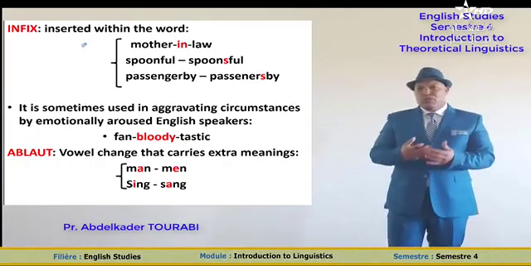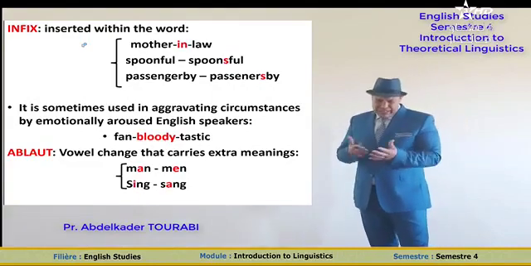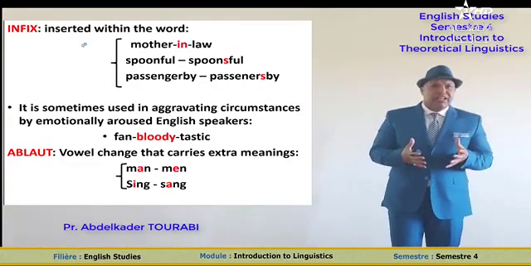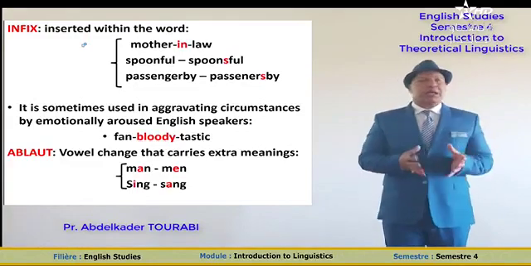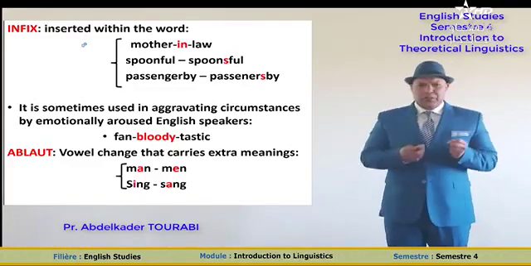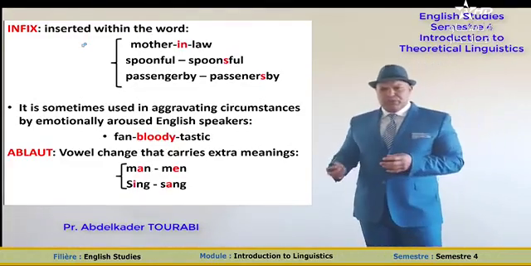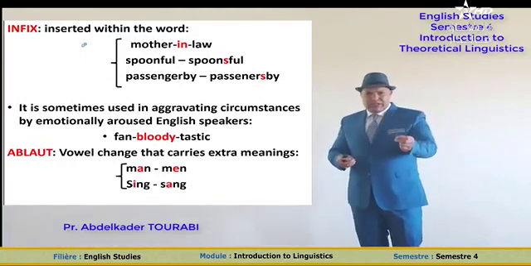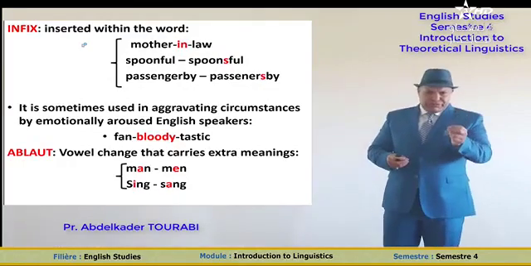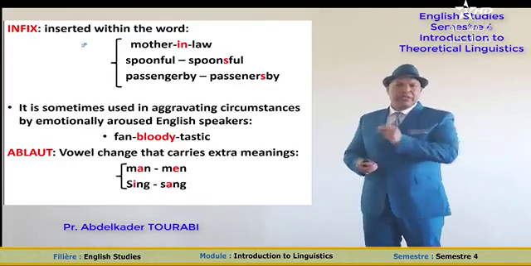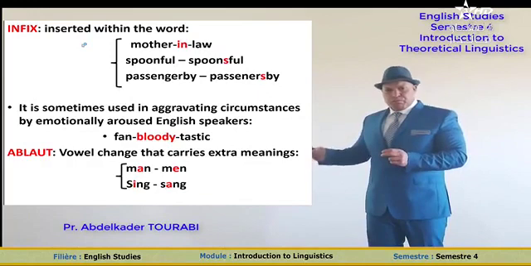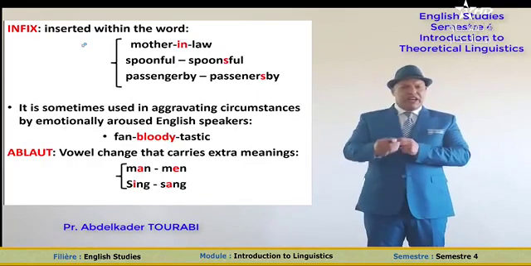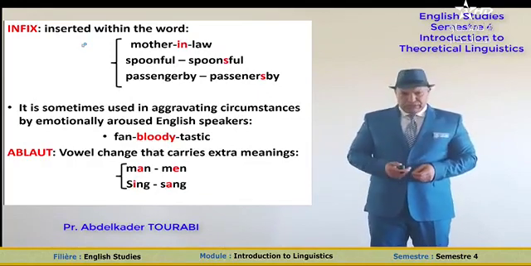But if we take ablaut, we find it a lot in Moroccan Arabic or in Arabic in general. In Standard Arabic, for example, if we take the stem kataba, we can take kitabun, maktubun, katibun, kutubun. So all these are derived from the same radical, which is kataba, ktb, and we get different words by just vowel change or vowel alternation.